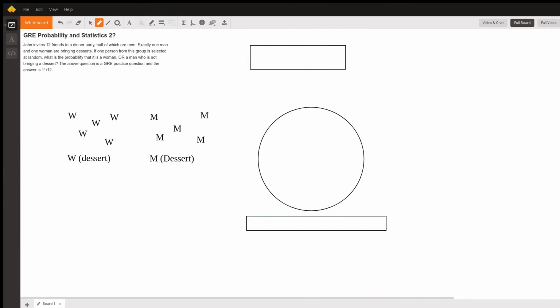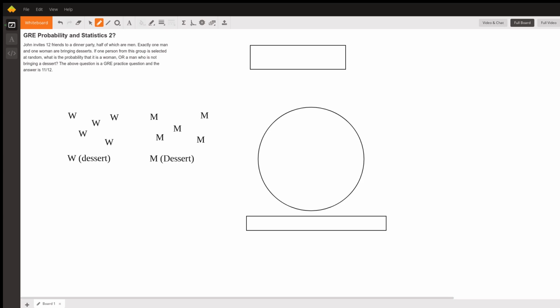Hi there. So in this question, we have John who's inviting 12 of his friends to a dinner party. Half of those 12 guests are men and half of them are women. And then we're also told that one of the men and one of the women are bringing desserts. The question is, if one of the people from this group is selected at random, what's the probability that that person is either a woman or a man who's not bringing dessert?